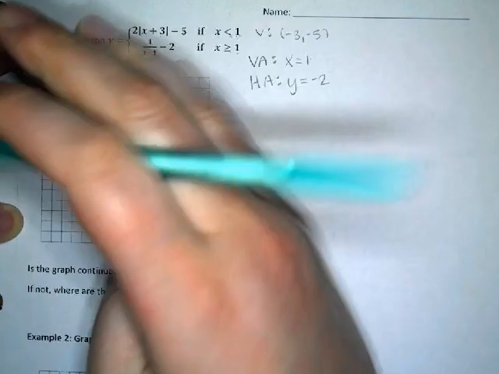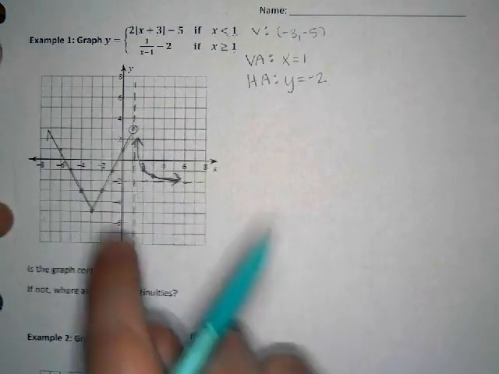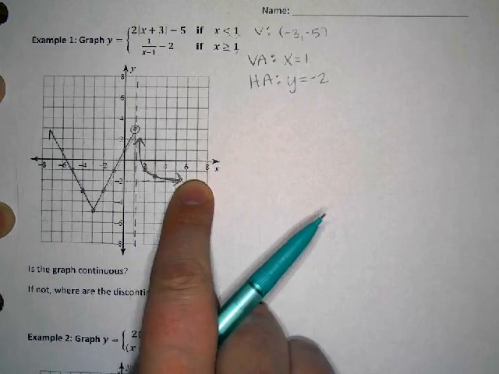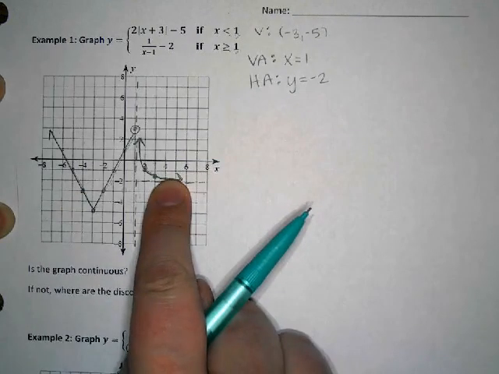So my piecewise function has two pieces. It has an absolute value piece. It has a rational piece. Two pieces.